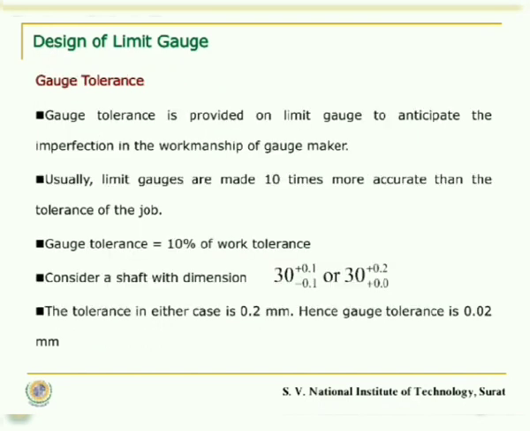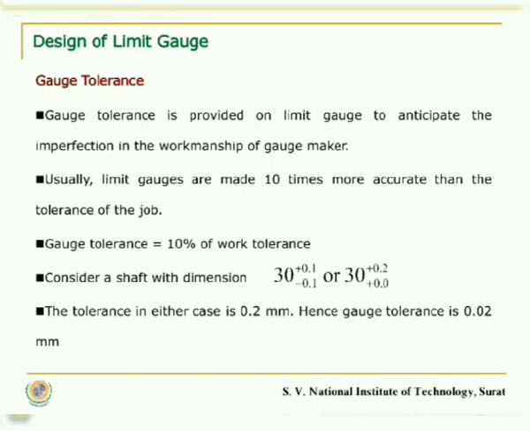Now we come to the discussion on gauge tolerance. For interchangeability, we know that it is not possible to produce something with the exact basic size, and hence a certain tolerance limit is permissible. Similarly, it is not possible to produce a go gauge or a no-go gauge with the exact dimension fixed. So, gauge tolerance is provided on limit gauges to anticipate the imperfection in the workmanship of the gauge maker. Usually, limit gauges are made 10 times more accurate than the tolerance of the job. So, gauge tolerance is 10% of the work tolerance.